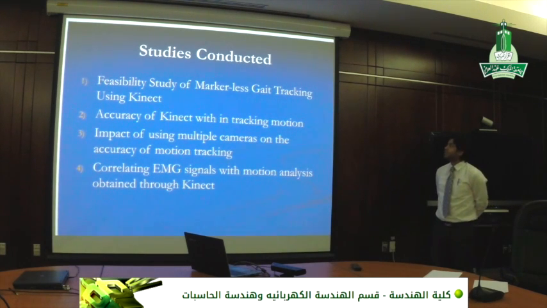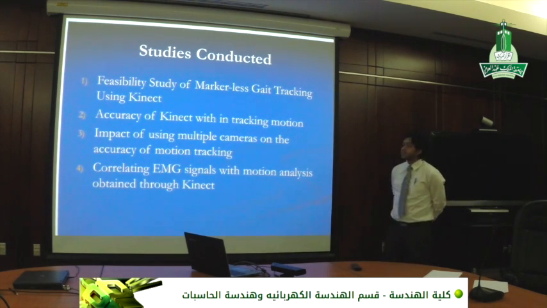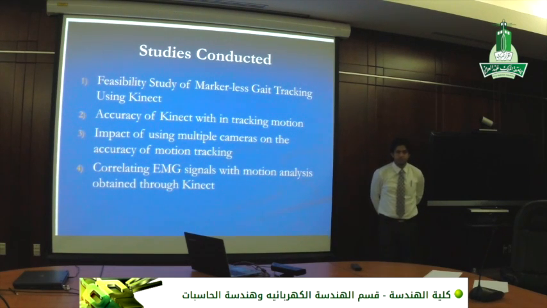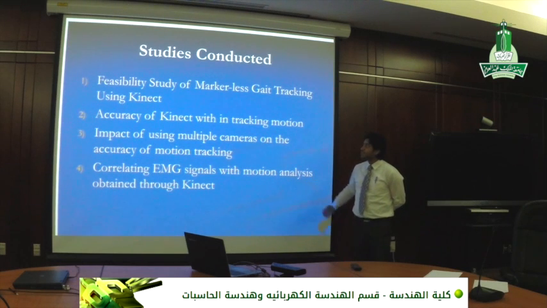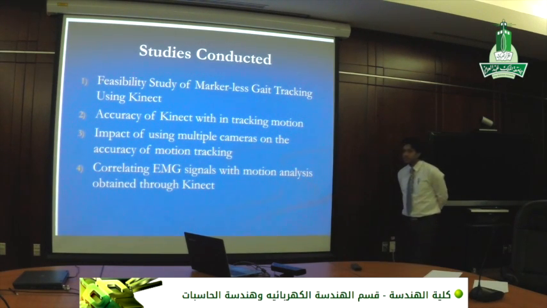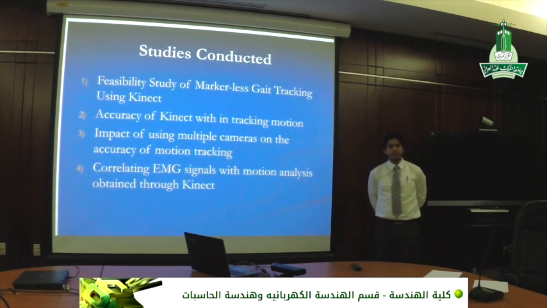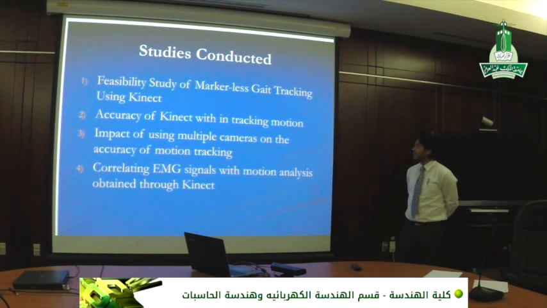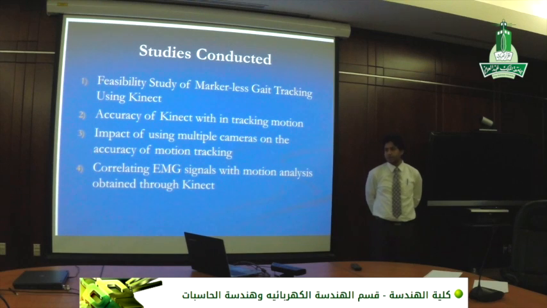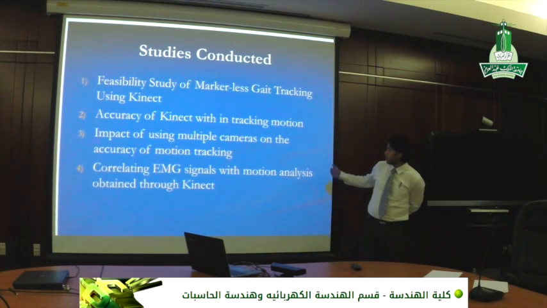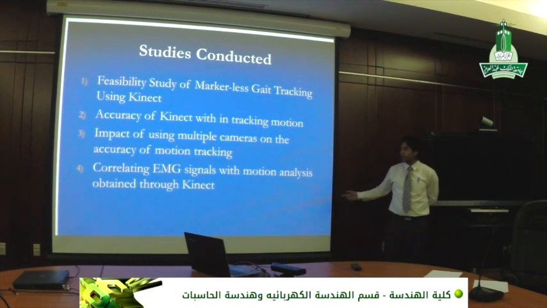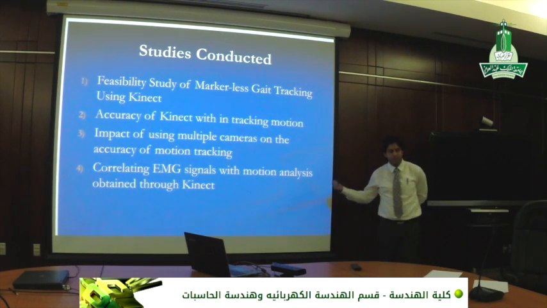As we progress, we found that there are 4 studies that we can conduct on this topic, which was the initial step and then progressing to the end step. The first was the feasibility study of markerless gait tracking using Kinect. The second study that we conducted was accuracy of Kinect within tracking motion. Third, the impact of using multiple Kinect cameras on the accuracy of motion tracking, and correlating EMG signal with motion analysis through Kinect.